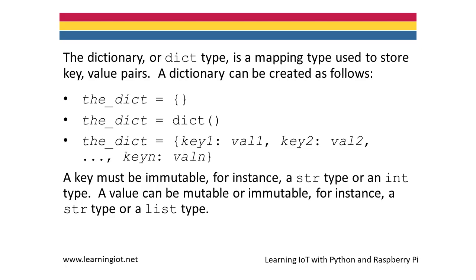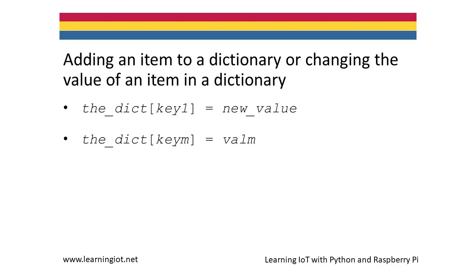Only immutable types can serve as keys. For instance, ints and strings can serve as keys. Both immutable and mutable types can be the associated value. The naming convention is to use the underscore dict suffix in the name of a dictionary, but this convention is often not followed. The value of an item can be changed by assigning the new value to the item.